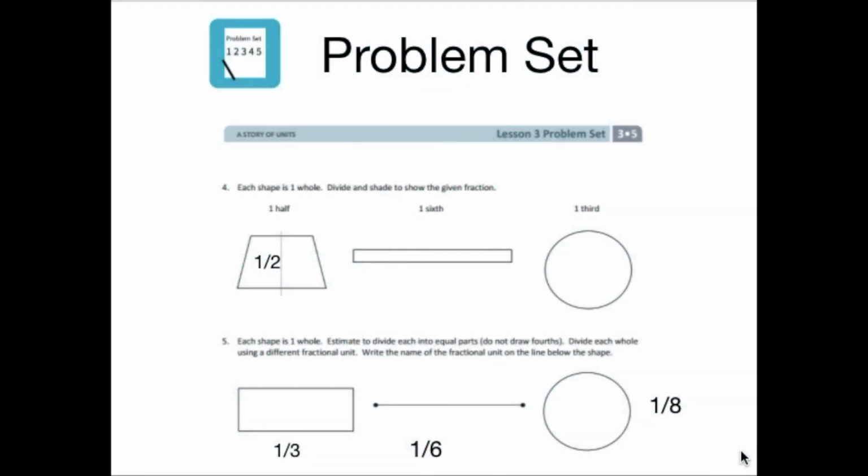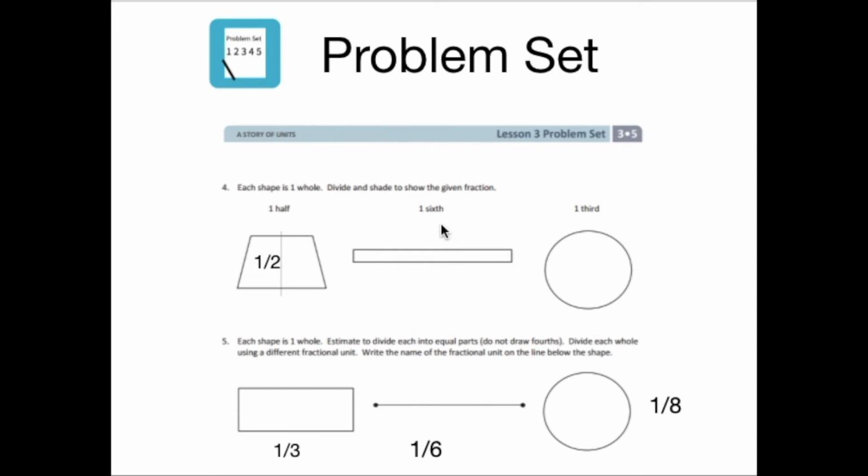So let's review our problem set. Number 4, we were asked to divide and shade to show the given fraction. We did this one together. We were supposed to take this trapezoid and split it up into 1/2 and identify 1/2 on the trapezoid.